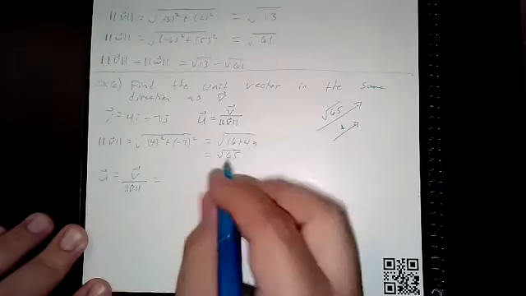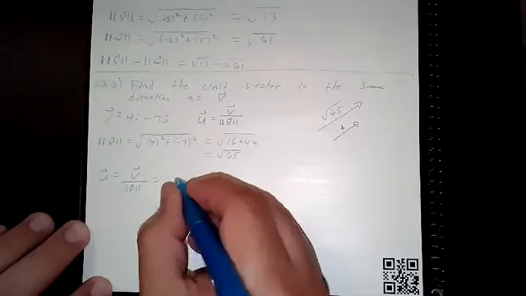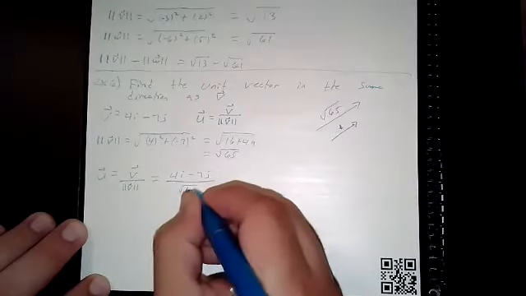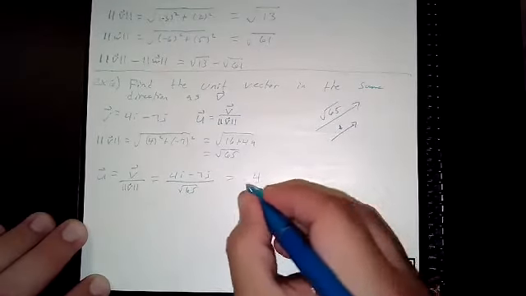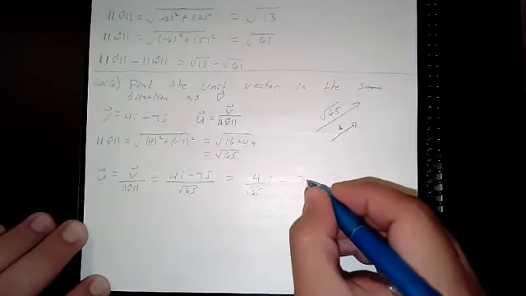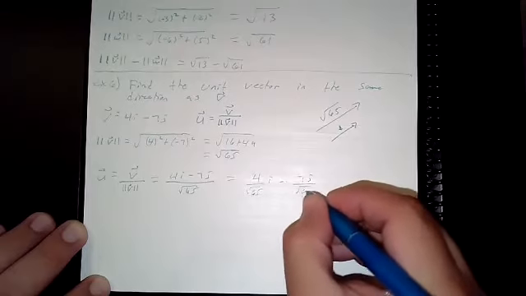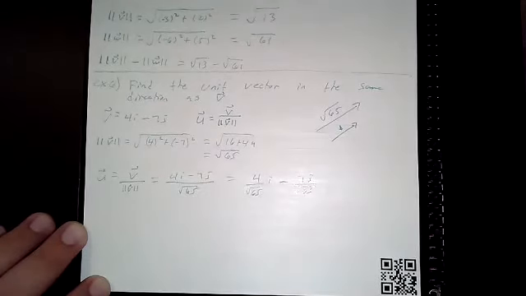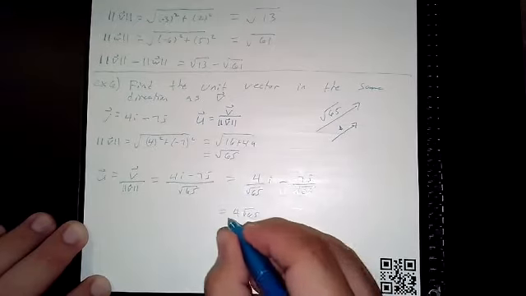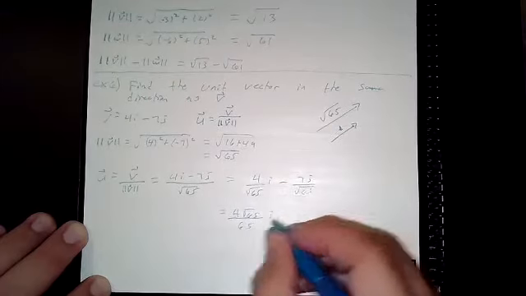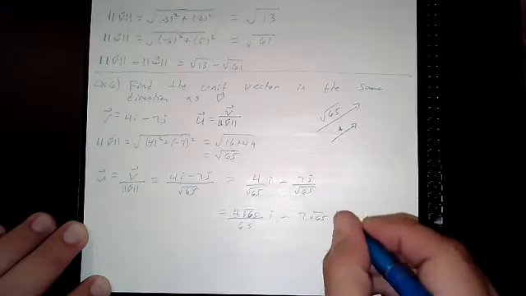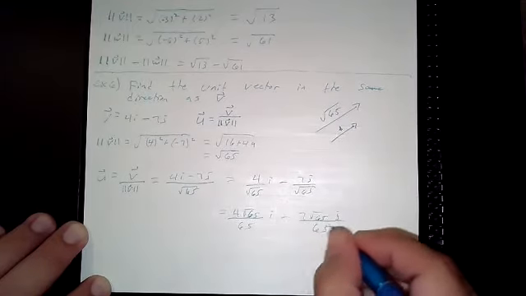Okay, so then here we go. You take the v, 4i minus 7j, divide by root 65. So that would give us 4 over root 65 i minus 7j over root 65. And then we can rationalize it, because that looks kind of ugly, into 4 root 65 over 65 i minus 7 root 65 j over 65.